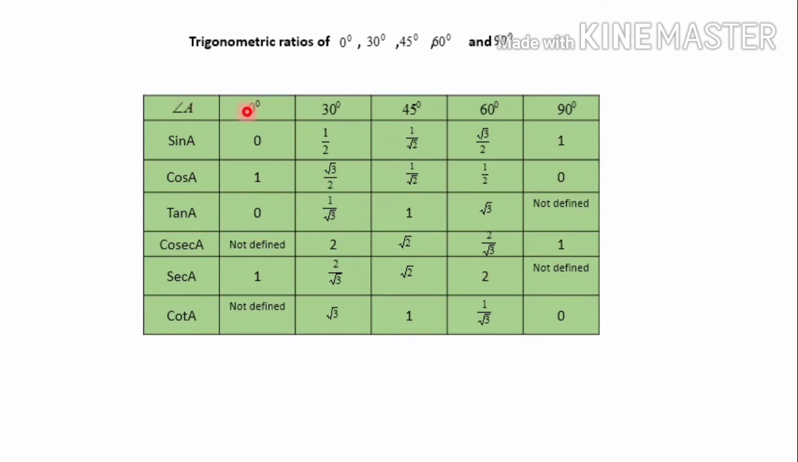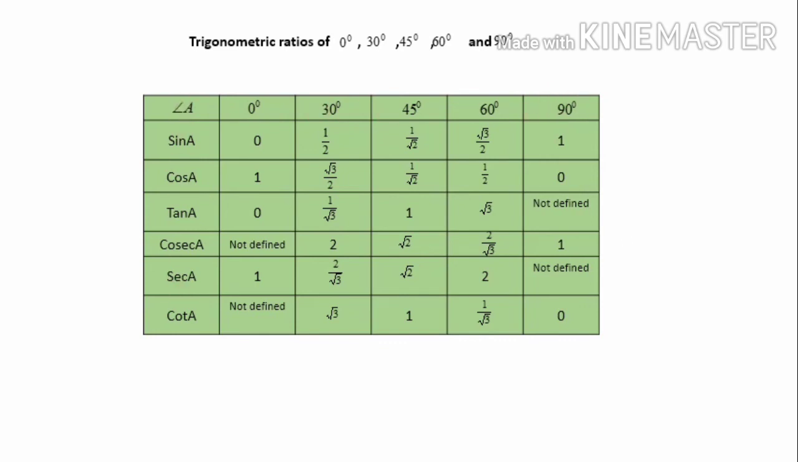First of all, the first row we have to write in a similar way, that is angle 0, 30, 45, 60 and 90, and the first column also the same, that is sine A, cos A, tan A, cosec A, sec A and cot A. So there is not much difficulty to write this first row and first column as it is.